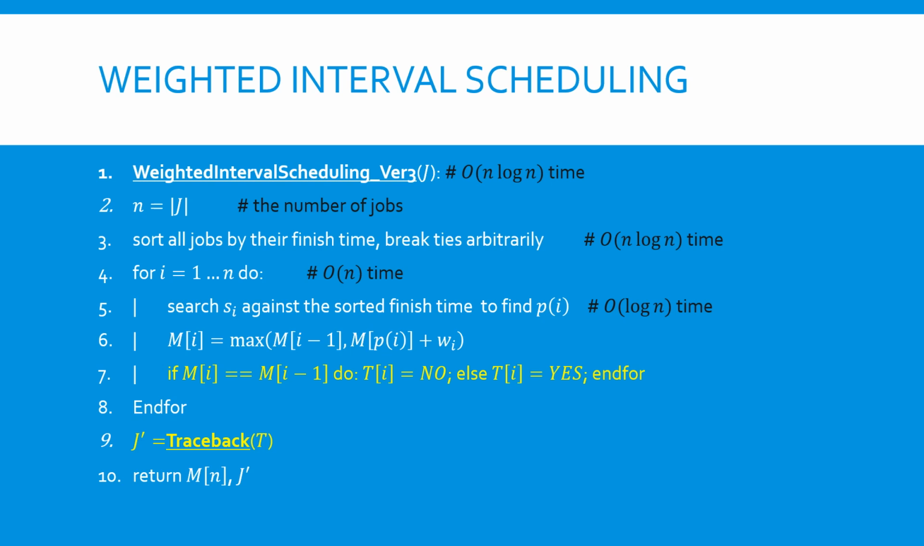With the addition of the traceback procedure, we now have the complete pseudocode for solving the weighted interval scheduling problem. In line 7, we record the information regarding which jobs to execute in the traceback table T. In line 9, we parse the information stored in T to recover the optimal schedule that maximizes the overall profit. The time complexity of the complete algorithm remains O(n log n). The space complexity is O(n), which is due to the allocation of the DP table M and the traceback table T.